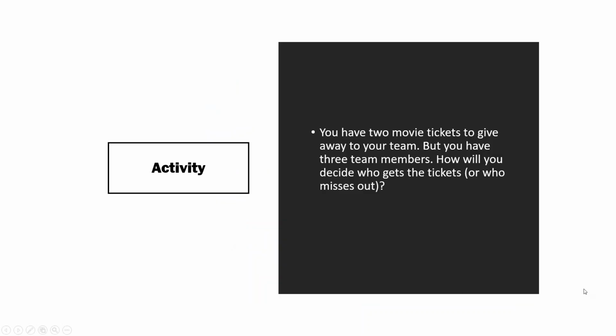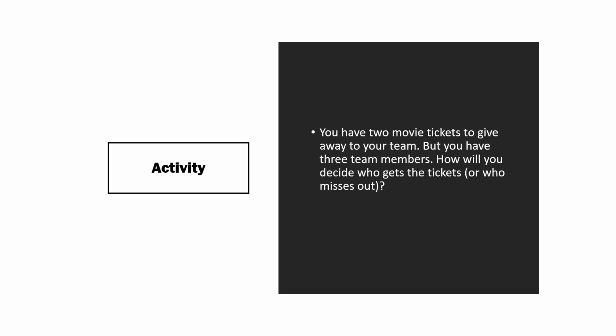So here's an interesting example. You've got 2 movie tickets to give away to your team, right? But you've got 3 team members. So the question then is, how do you decide who gets the tickets or who misses out? Now, an analytical person would say, well, I'd either put them in a hat and let them draw out the tickets, and of course that fairness is based on luck, or perhaps I might even go and buy another ticket and then everyone gets a ticket.